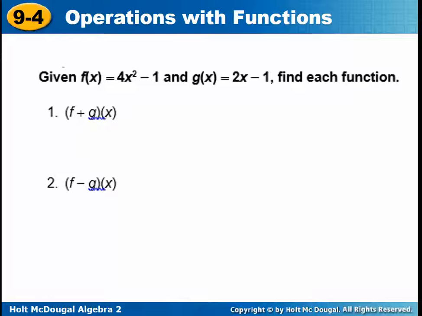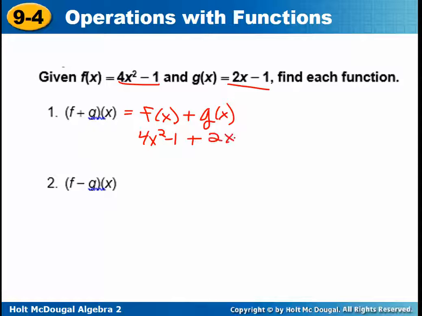Here's a couple examples from your worksheet. If we are going to add these together, we're just going to take f of x plus g of x. So we're just going to take what f of x is equal to and then add to that what g of x is equal to. And then we just combine any like terms and simplify as much as we can. So there's only one x squared term, so I just write that down. There's only one x term, plus 2x. There are two constants. We have a minus 1 here and a minus 1 here, so that will give me a minus 2. And that's it, you're done.